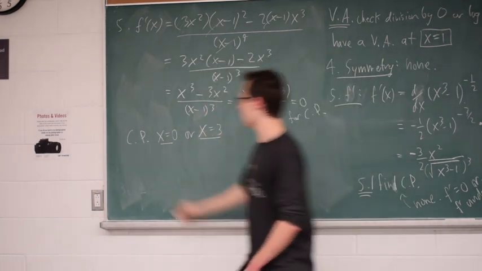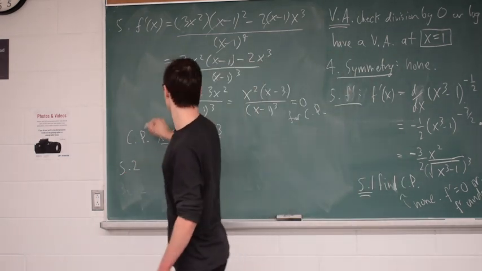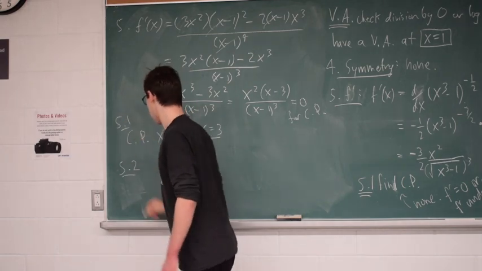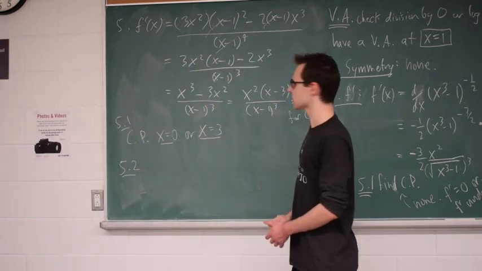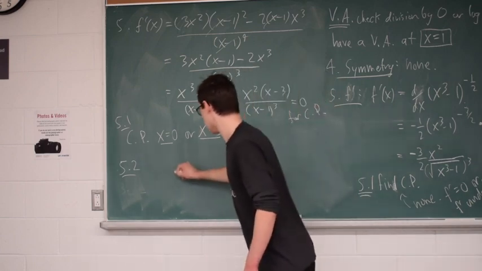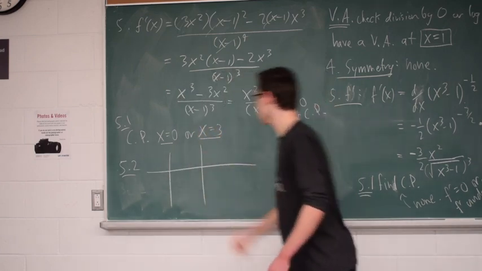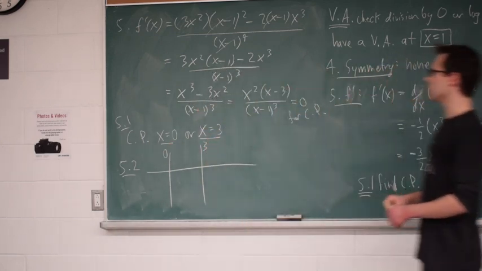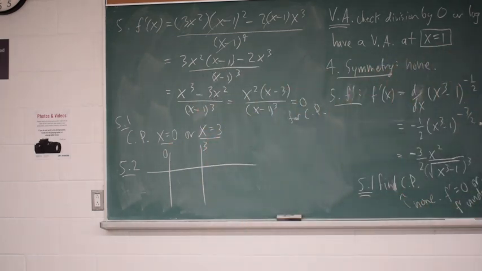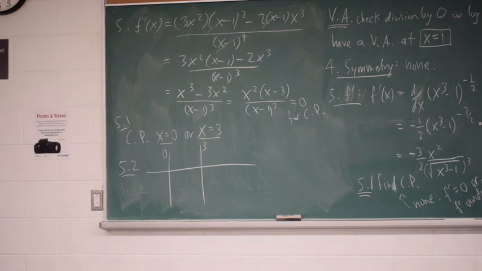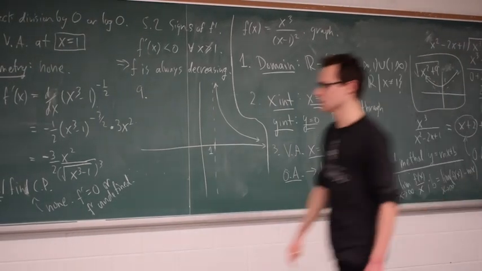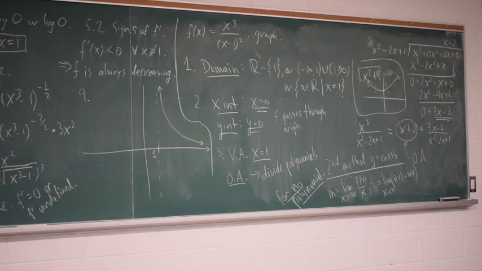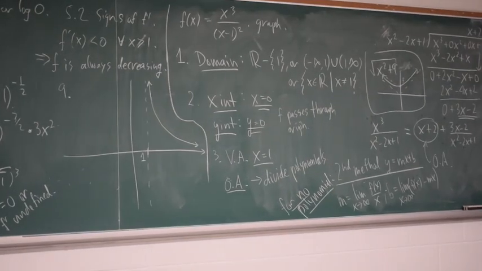Now let's take a look at the sign. So this was 5.1. This is step 5.2, signs of the derivative. In this case, we draw our table here, and we label 0 and 3. We also want to label the asymptote. Keep that in mind. Some students forget that. The sign of the derivative could change at the asymptote, so label the asymptote as well. The asymptote's at 1. So I'm going to put 1 there, and I'm going to put 3 out here.